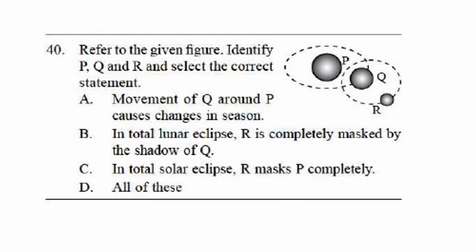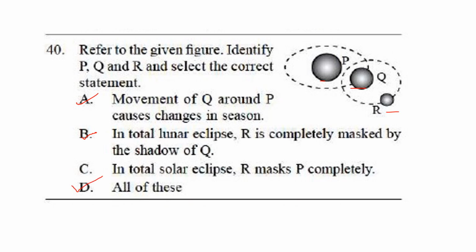Question number 40. Refer to the given figure, identify P, Q and R and select the correct statement. Here P is sun and Q is earth and R is moon. So option A, movement of Q around P causes changes in season. Yes, this is a correct statement. Statement B, in total lunar eclipse, R is completely masked by the shadow of Q. This is correct. C, in total solar eclipse, R masks P completely. So answer is option D.